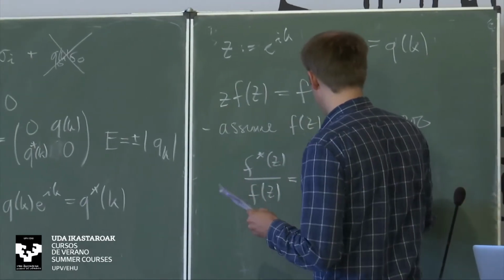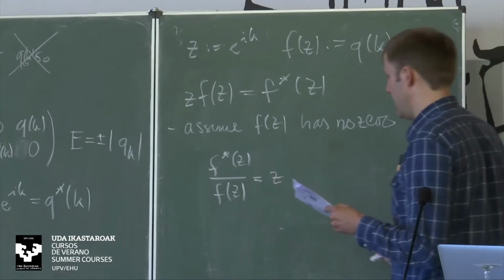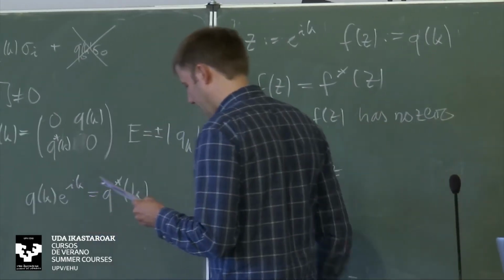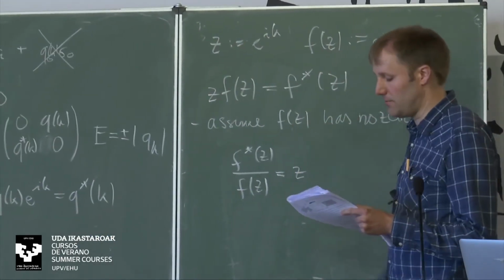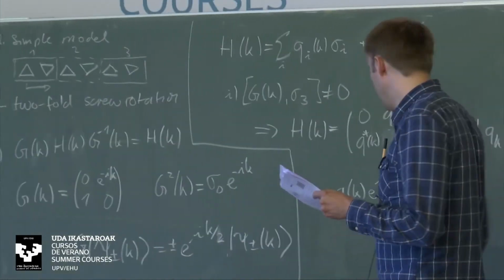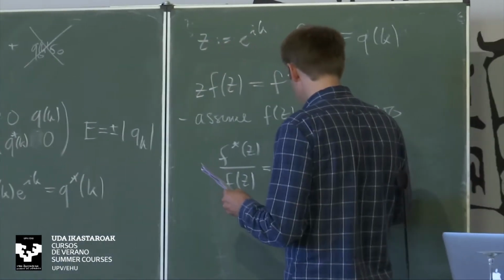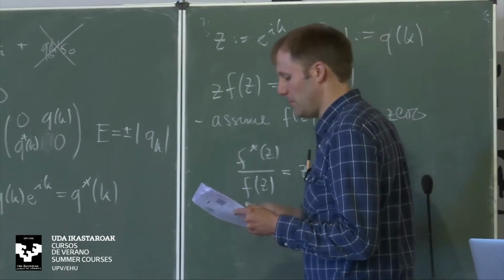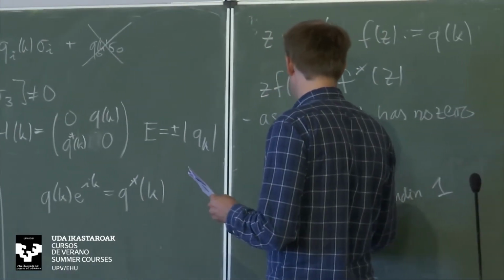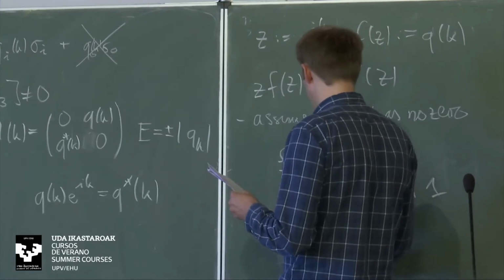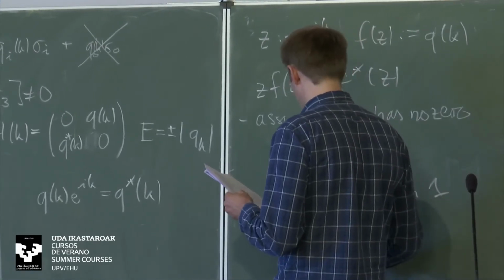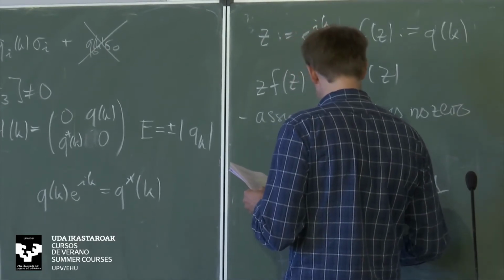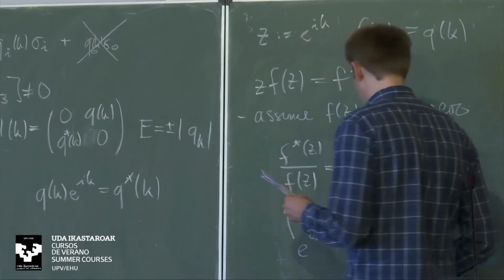This is equal to C. And this leads to a contradiction because C is a phase, and as k goes from 0 to 2 pi, this winds once. So here I have winding once, winding 1, if I let the momentum go through the Brillouin zone. But on this side, I must have even winding, because I can rewrite this as e to the 2i argument of f of C. So I found a contradiction.